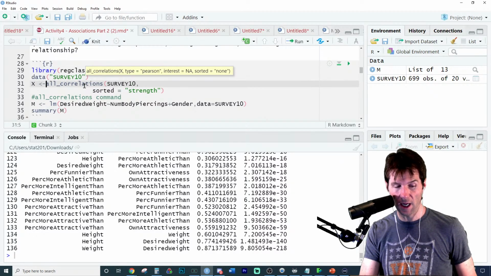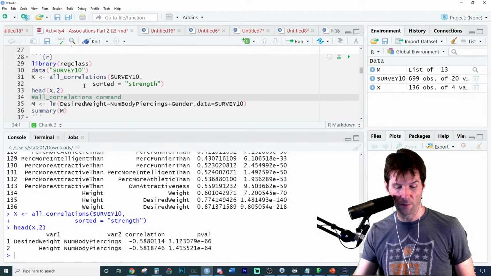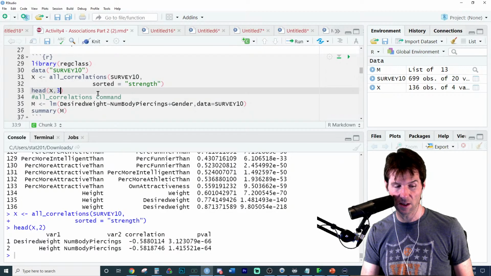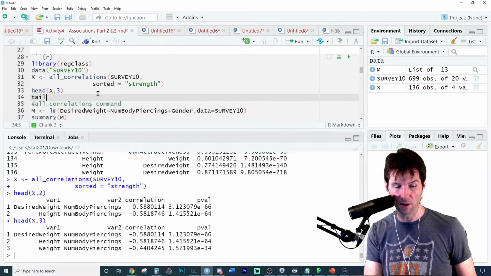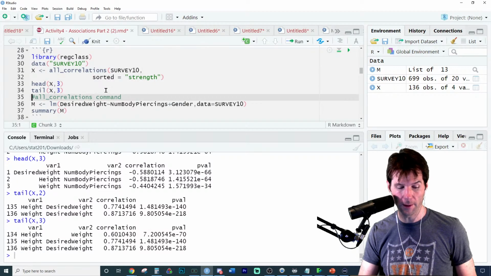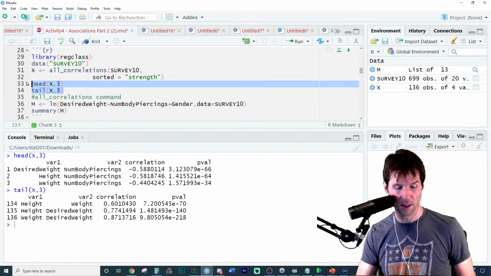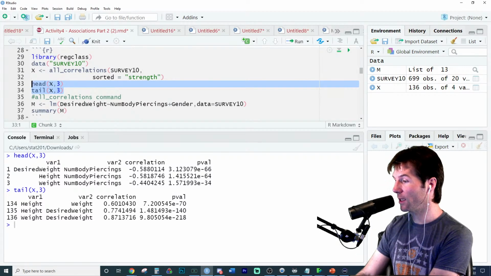So I'm going to store this into X. And if I want the most negative, I would say the head. Oh, there's the most negative because it takes the first 3, and here's the most positive. Oh, why do I keep doing 2? There we go. So here, let's just show only that output. That clears the output. There's the most negative and the most positive relationships.